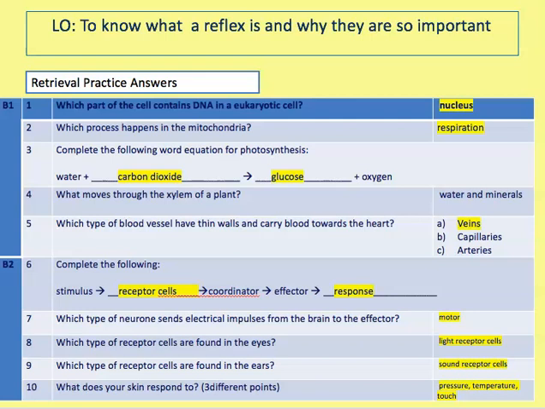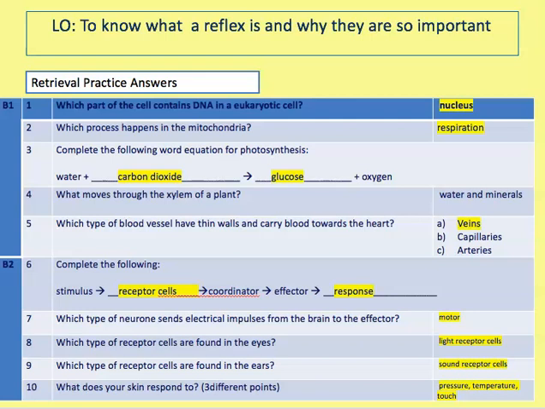Number 3, you should have put carbon dioxide in the first gap, glucose in the second one as a product. So on the left-hand side, water and carbon dioxide are reactants, glucose and oxygen are products. Number 4, what moves through the xylem of a plant? You should have put water and minerals. Number 5, which type of blood vessel have thin walls and carry blood towards the heart? They are veins. And number 6, the second gap, you should have put receptor cells or receptors, and the last gap you should have put response.